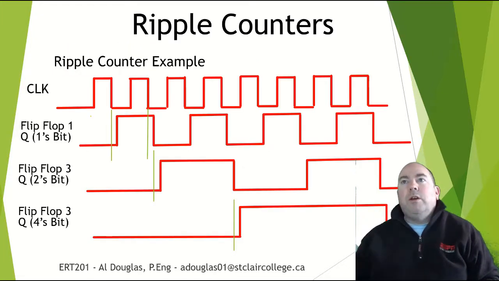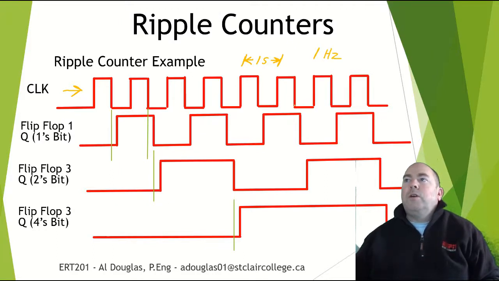This is represented over here. So let's say we have this waveform up here. This is our clock pulse, and let's say this happens every second. Let's say this overall period is 1 second, then that would be a 1 hertz signal coming in.